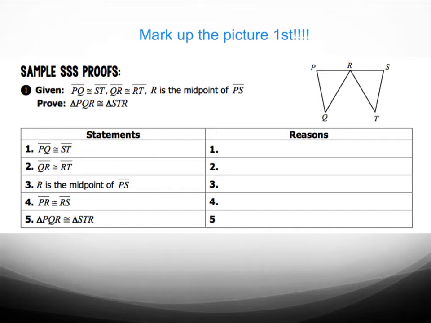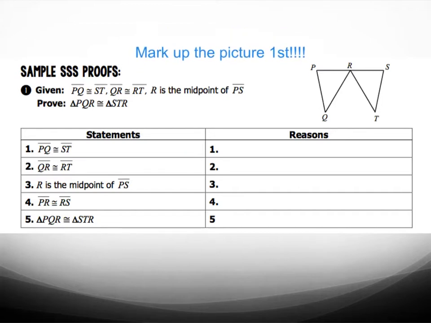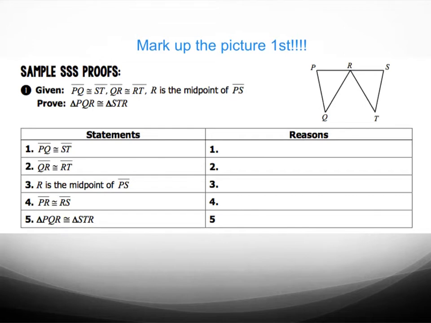So in this section, we're going to use proofs to prove that triangles are congruent. And the very first thing you want to do is make sure that you mark up your picture first. And you're going to mark it with the given information. So I start off by marking PQ is congruent to ST and QR is congruent to RT.